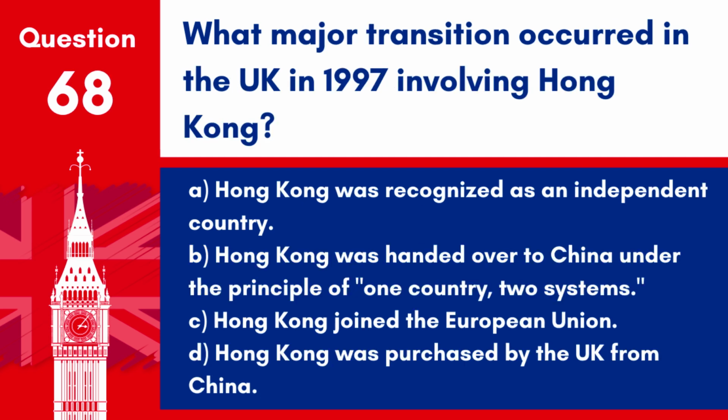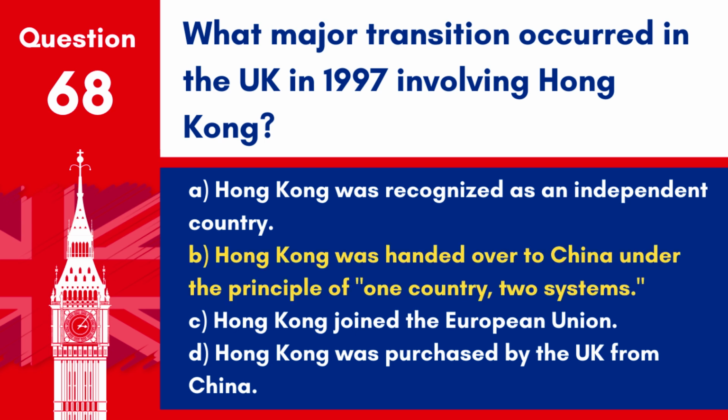Question 68. What major transition occurred in the UK in 1997 involving Hong Kong? A. Hong Kong was recognized as an independent country. B. Hong Kong was handed over to China under the principle of one country, two systems. C. Hong Kong joined the European Union. D. Hong Kong was purchased by the UK from China.